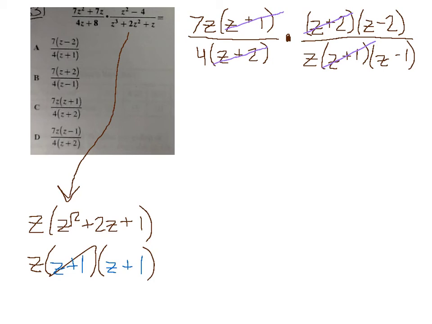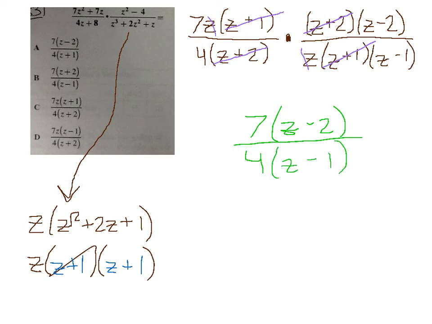And let's see, I also have a z here and a z down here. Those get canceled out. And if you look here, the 7 and the 4 cannot simplify, and then we have a z minus 2 and a z minus 1 left over. So our final answer is going to end up looking like 7 times z minus 2, because that's what's left over on the top, over 4 times z minus 1, because that's what we have left over on the bottom. And if you look at all of your answer choices, you'll see that it's not there.